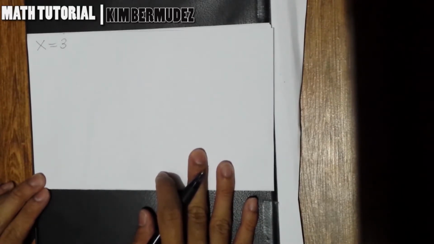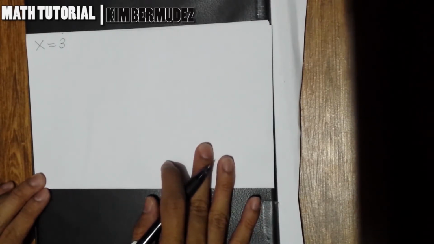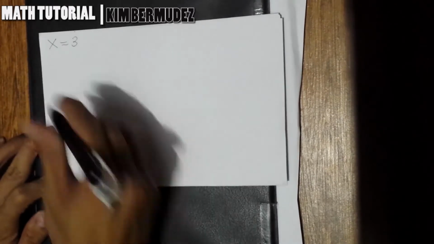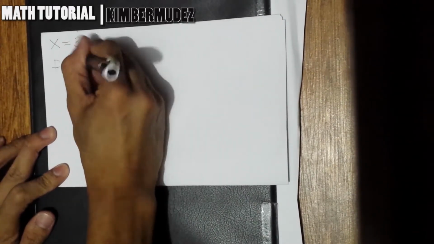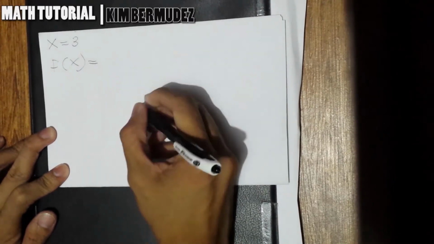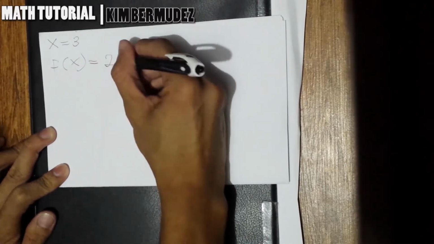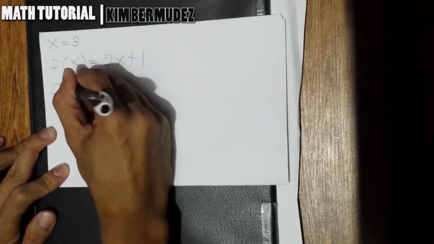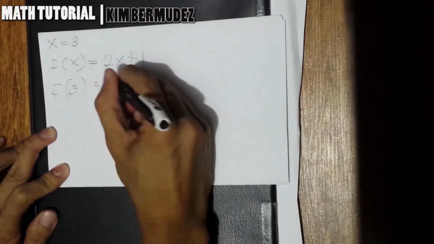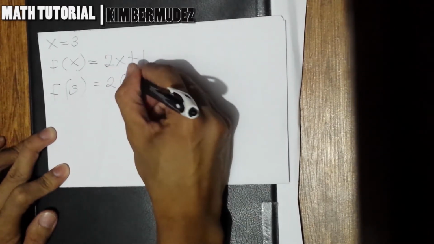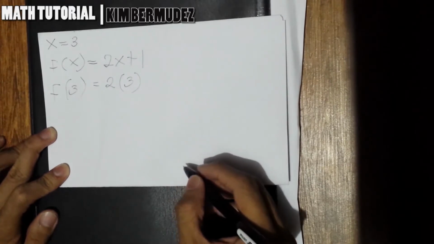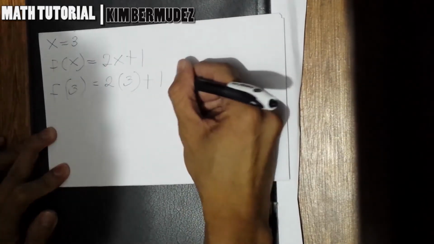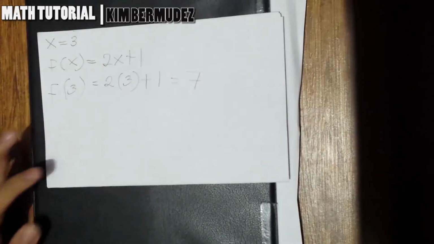Let's proceed to x equals 3. Since x equals 3 is greater than 0, we use the equation f of x equals 2x plus 1. To obtain f of 3 equals 2 times 3 plus 1 equals 7.